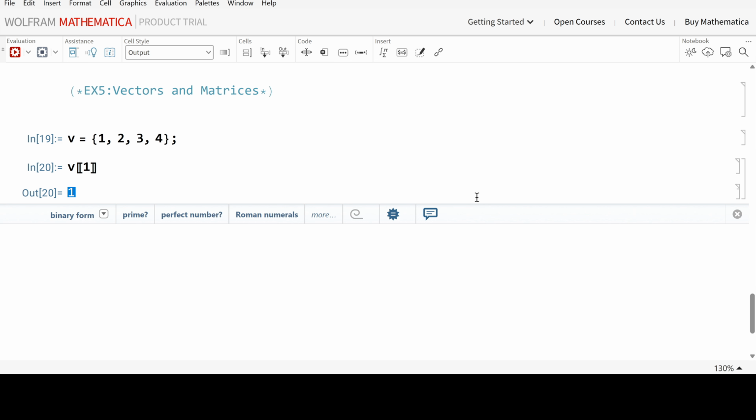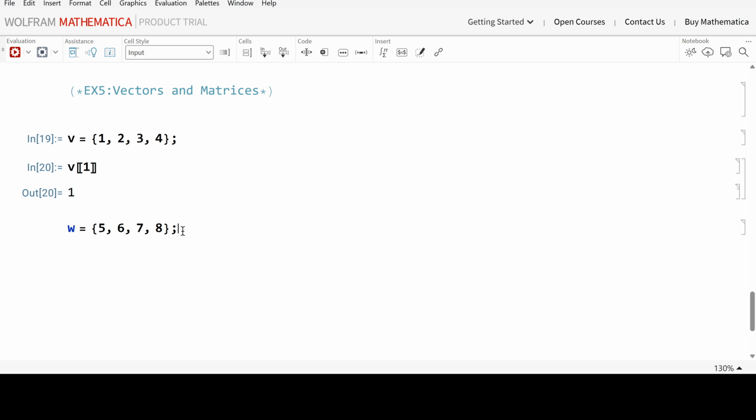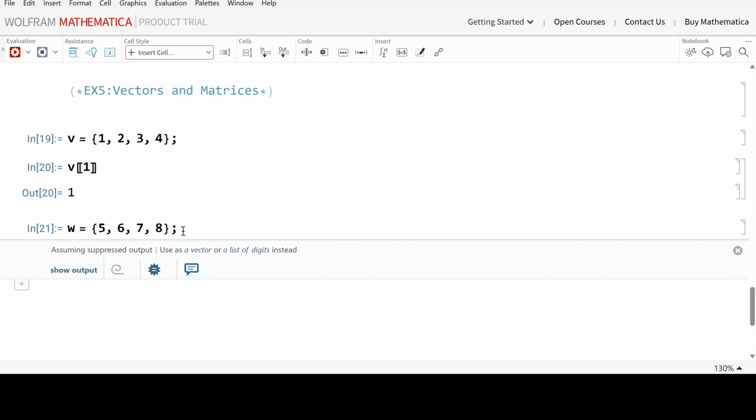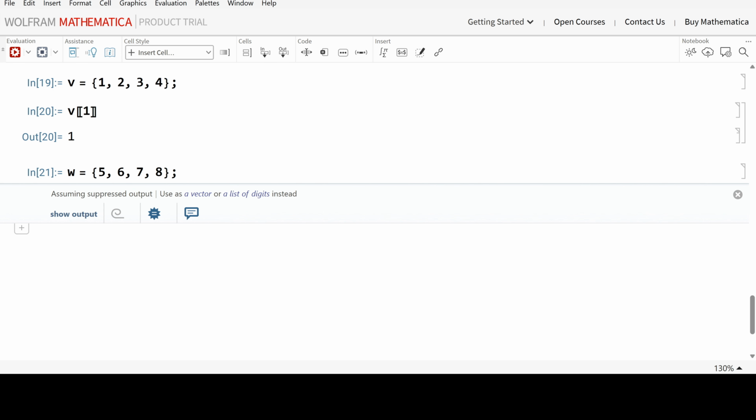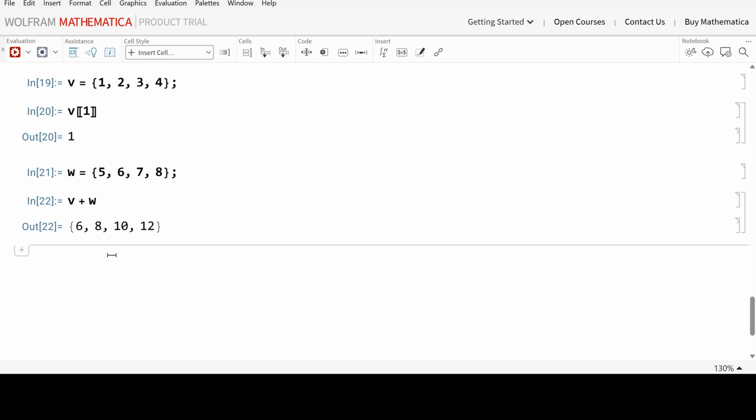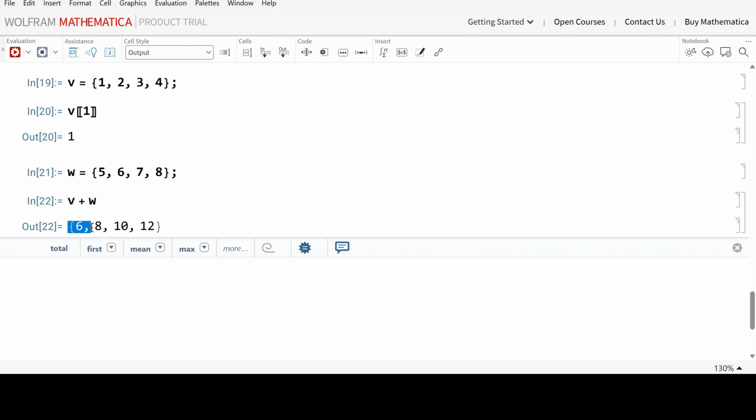Let's define another vector. W equals {5, 6, 7, 8}. We can add vectors simply by writing V plus W. Mathematica adds corresponding elements automatically. We get 6, 8, 10, 12.